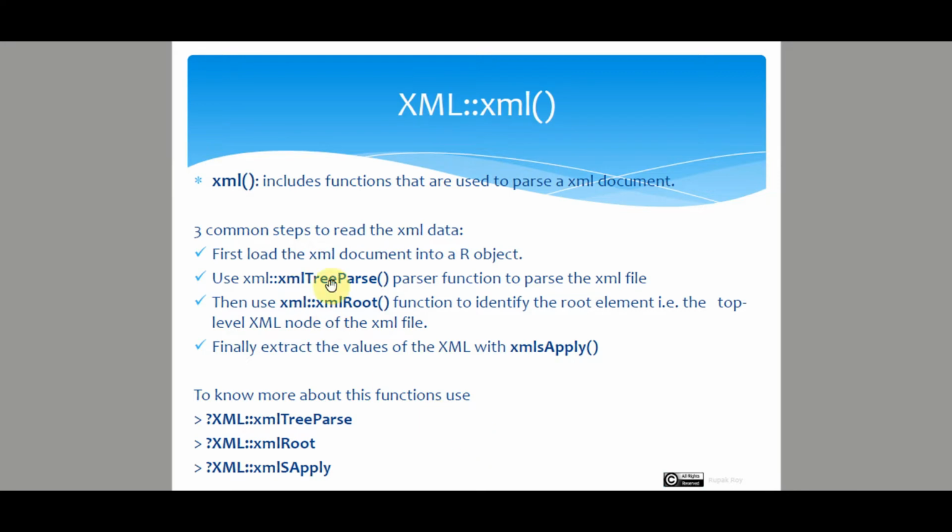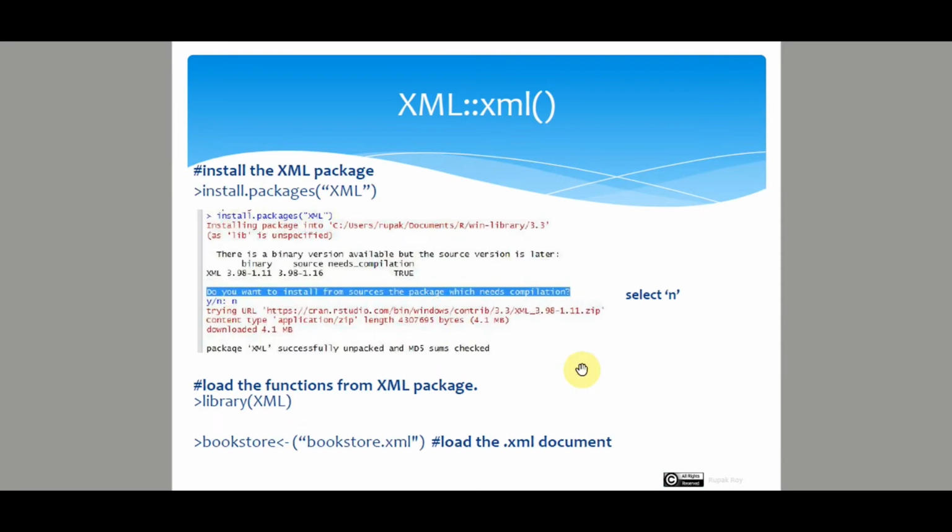First, load the XML document into an R object. Use the xmlTreeParse function to parse the XML file. Then use the xmlRoot function to identify the root element. Then finally extract the values of the XML with xmlSApply. Note one thing while installing the XML package: select N, that is no, when asked whether you want to install from sources, the package needs compilation.